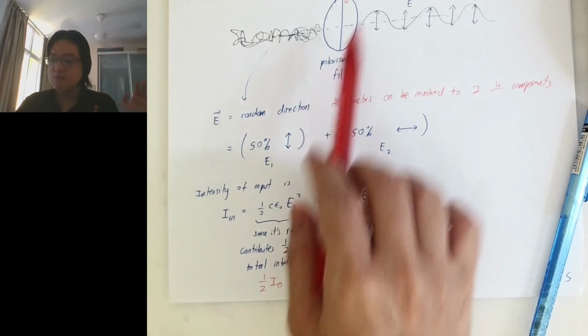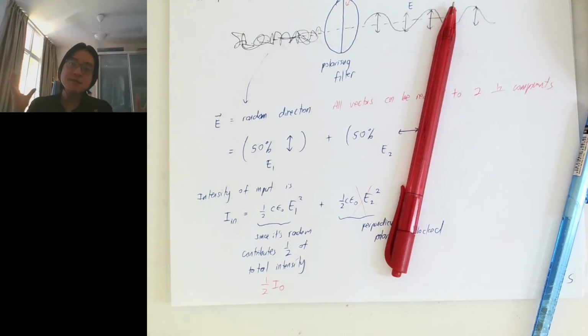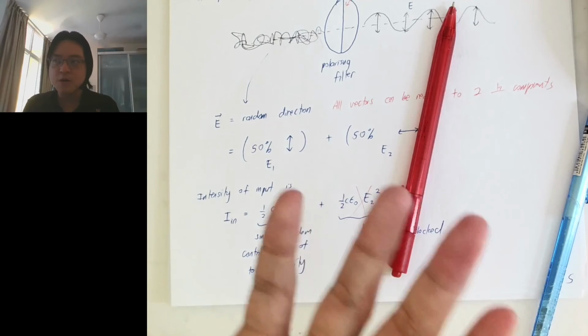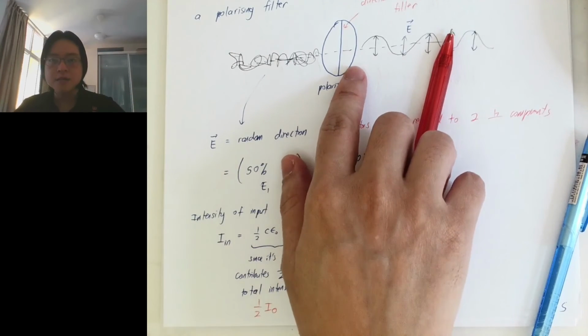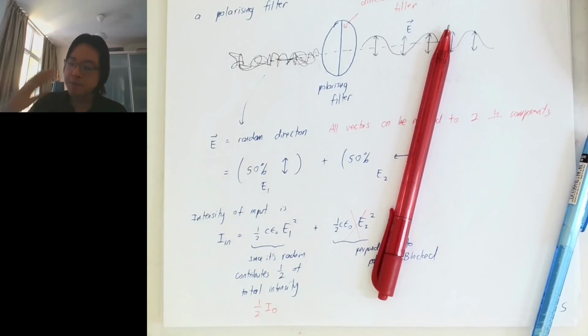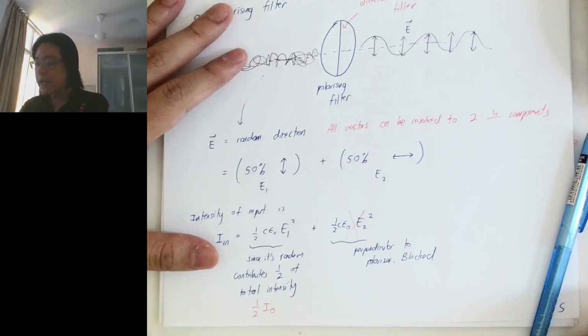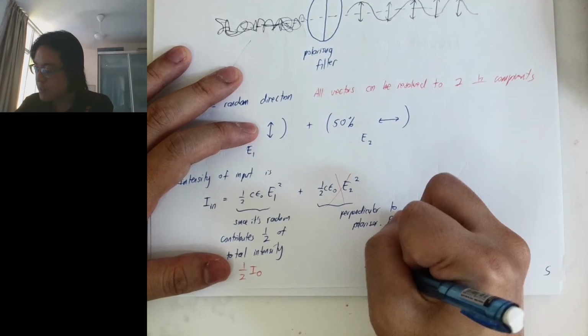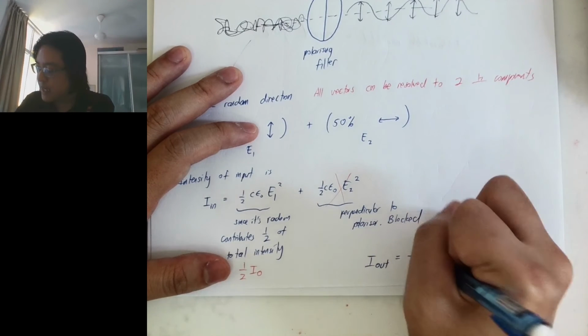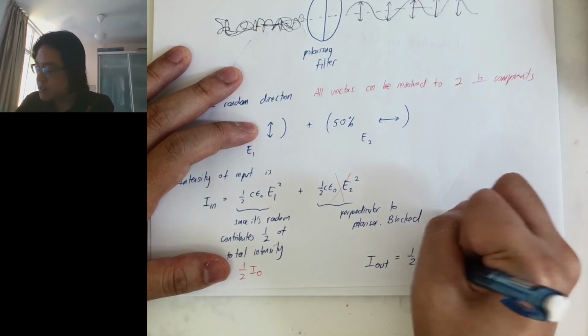50% of this will pass through, right? So it's just random, pure randomness. 50% will be this, another 50% will be this, right? It's not one higher, not one lower, it's equal. So 50% is perpendicular and will be blocked, and the other 50% will pass through the light. So the light that comes out is going to be half. So the intensity of the output is going to be half of the original intensity.